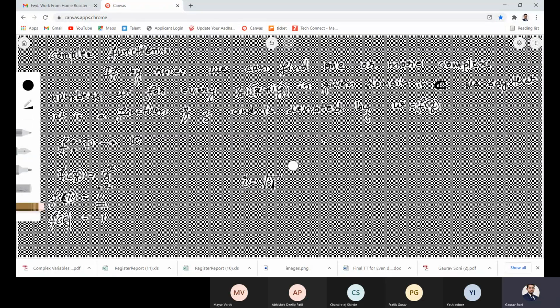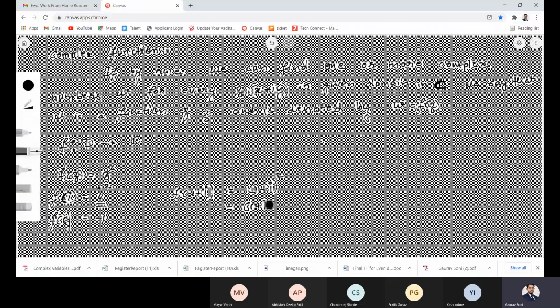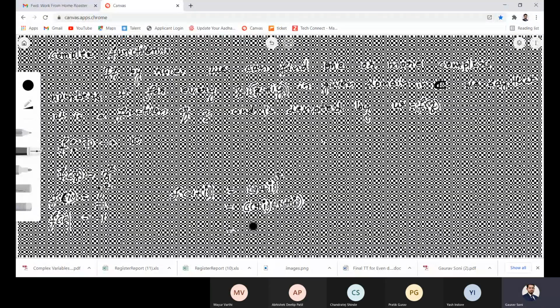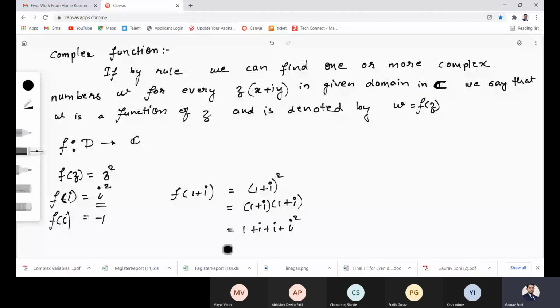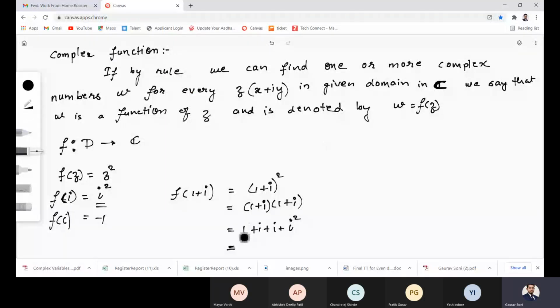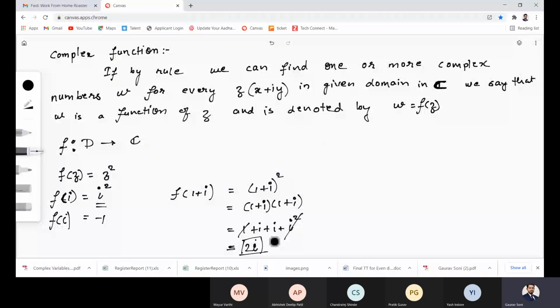Also, I can find f of, say, 1 plus i. What will be f of 1 plus i? f of z is z square, so f of 1 plus i will become 1 plus i whole square. So 1 plus i into 1 plus i. Multiplication in complex numbers is the same as multiplying two brackets. So 1 into 1 plus i plus i plus i square. I can also use the formula, but because you are new to this topic, you should understand this very carefully. i square is minus 1, so 1 and i square cancel out, and the answer is 2i. So this type of function is called a complex function. Now, here in this example, particularly, yes, Chandratej.